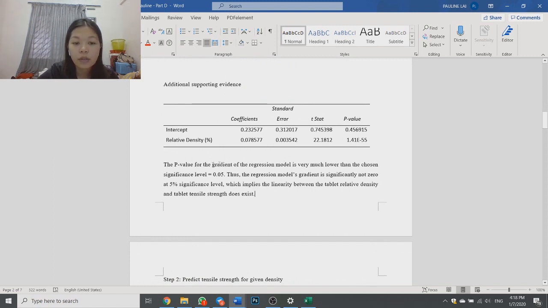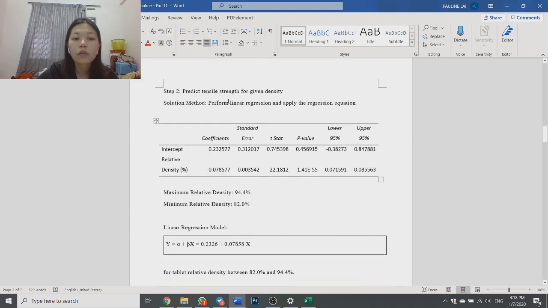You can see the p-value for the gradient is very, very low, as mentioned here. Then choosing the significance value, the gradient is significant, not 0, at the 5% significance level. So actually this is accurate. The step that I carried out is step 2. I'm going to predict the tensile strength by given density.